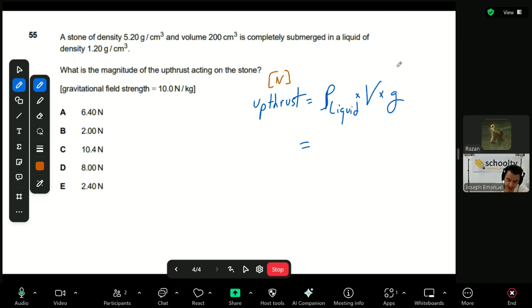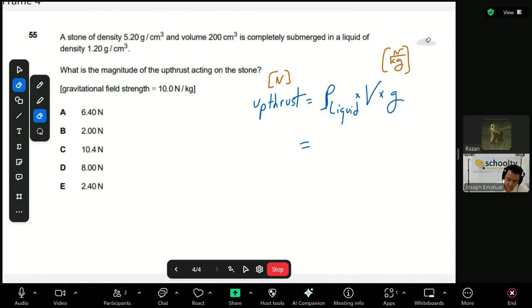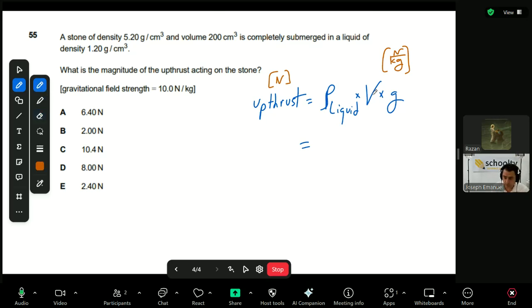G is the gravitational field. Let me remember, F equals ma. This is G, so it is Newton per kilogram. So G is Newton per kilogram, and of course it is meter per second square. If I calculate by Newton and gram, this is Newton per kilogram, because this is Newton, this is kilogram, and this is acceleration.